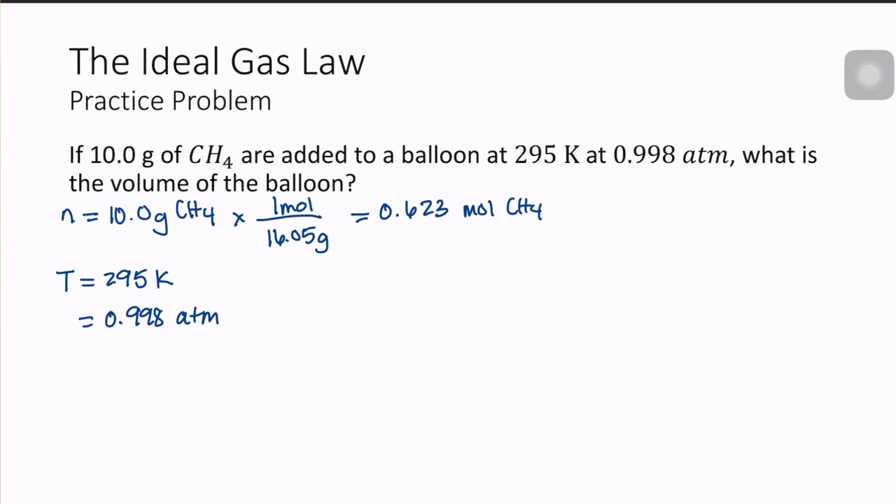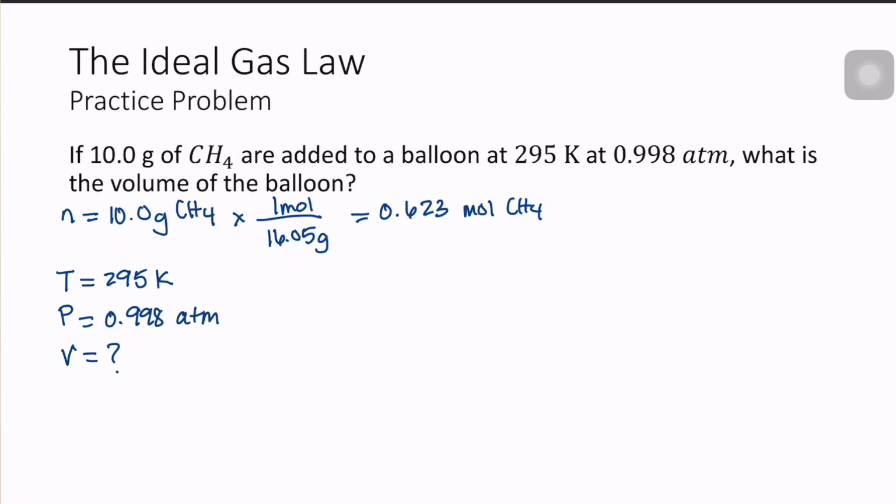Atmospheres is a unit of pressure, so that is my pressure. Also, for the ideal gas law, I have to have pressure in atmospheres, so that's great. I don't need to convert it. Finally, it says, what is the volume? So V is what I will be looking for.